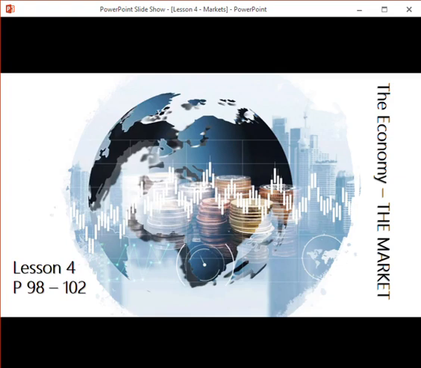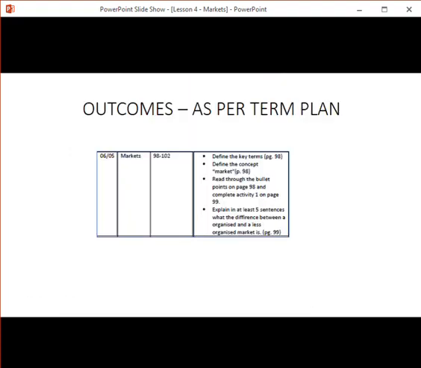We're progressing well, we're on lesson 4 and we're focusing on page 98 to 102, and our topic that we'll be discussing is the market, specifically referring to the economy. So we will be focusing on the following part of the term plan. After the end of this lesson, this is what you should be able to do.